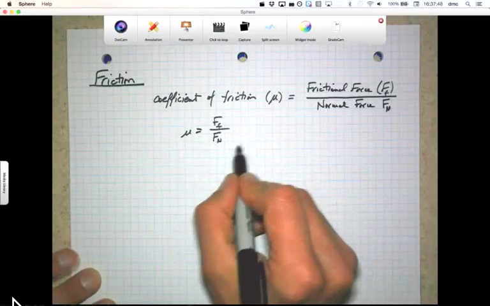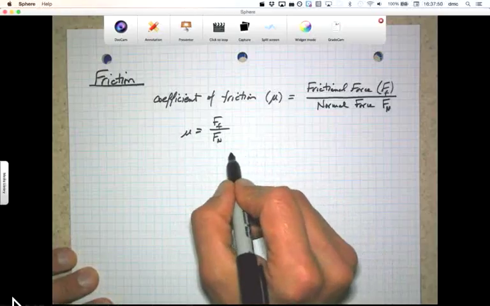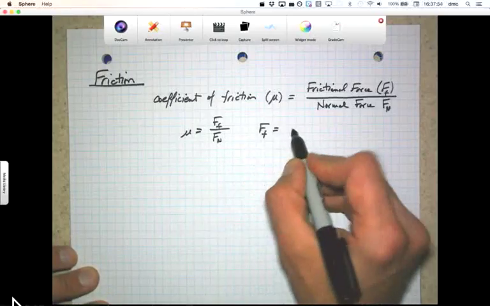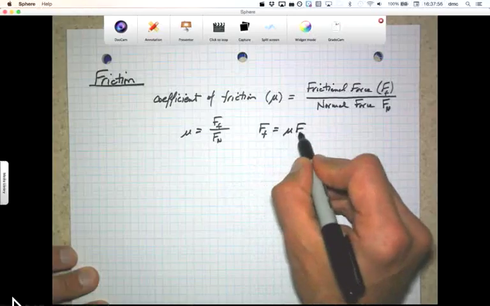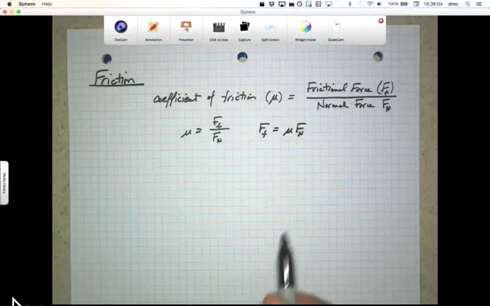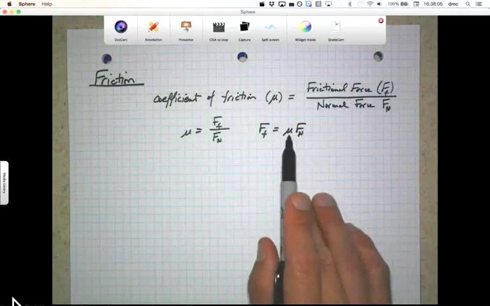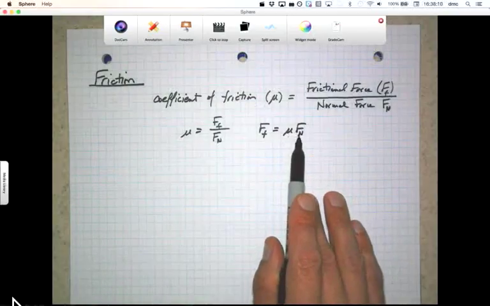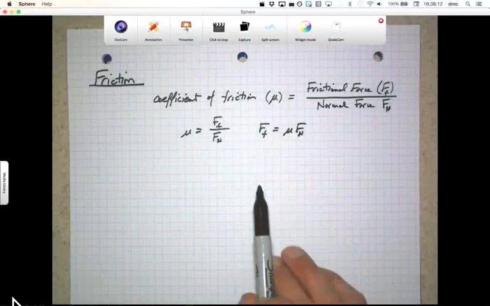Which means, one way of looking at this is to say that the frictional force, F sub f, equals mu times the normal force. So this is why in some of these other problems up to this point, even though it seemed kind of pointless, we calculated the normal force. Because if there's friction involved, then this thing called the coefficient of friction times the normal force is what will give us the frictional force.